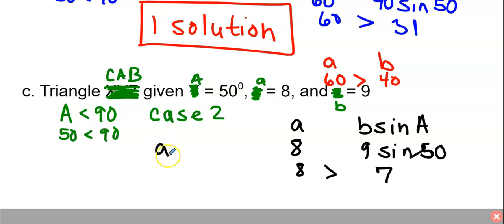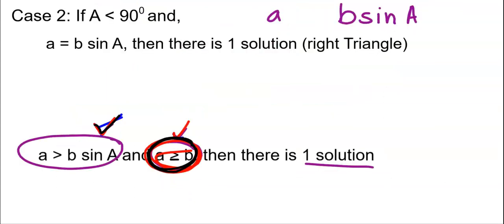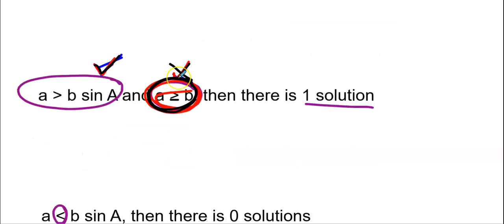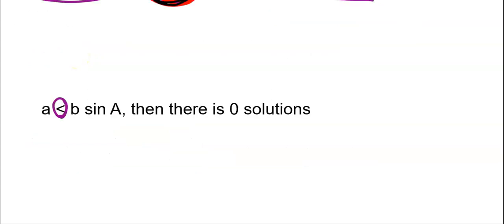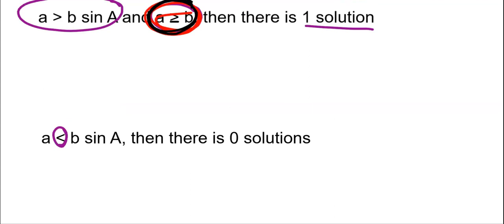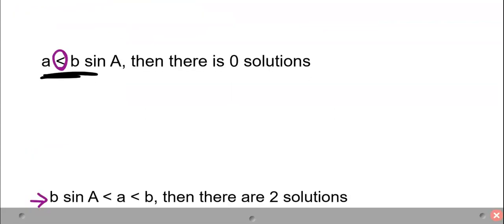So we do A greater than or equal to B. Let's see if this works out. So our A is 8, our B is 9, and that does not work. So that means we're not going to have one solution here because that doesn't work. So this part right here did not work, so we can't use that one. So we have to look at the other ones. We already know first off, they didn't equal each other, so we can't use the first one. We know the second one didn't work out at all. A is not less than B sine of A. That didn't work either.